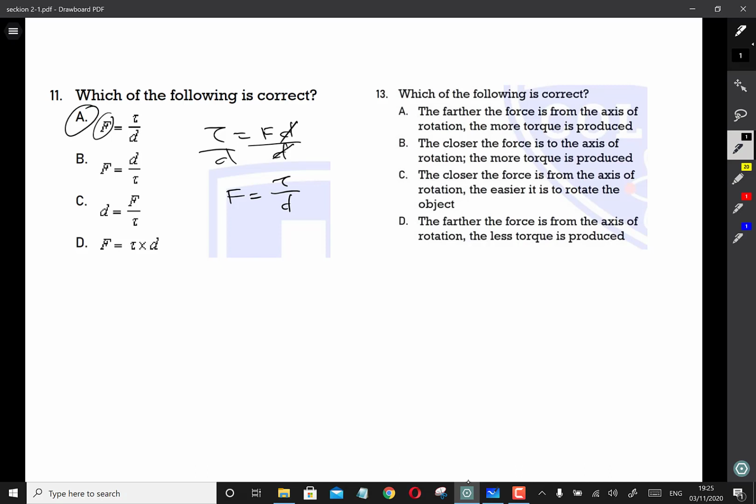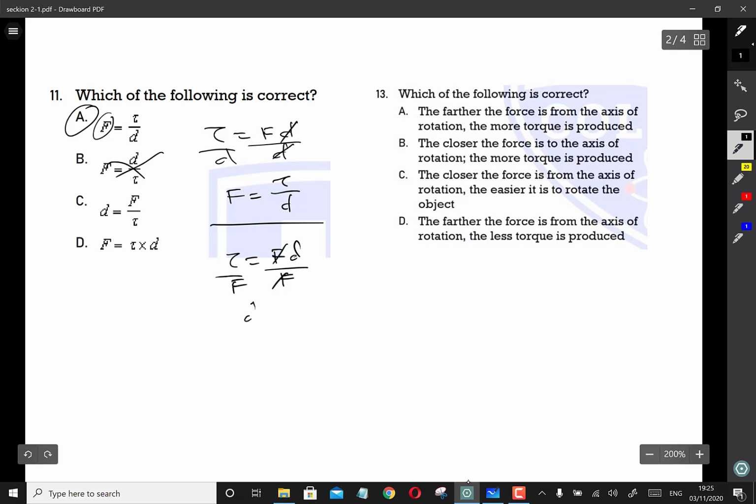Force is not equal to torque. Yeah, force is equal to F, not this one. D, let's get d. To get d, torque is equal to F times d, so divide by F to simplify the F. d is equal to torque divided by F. So this is not correct. Only correct answer is A.